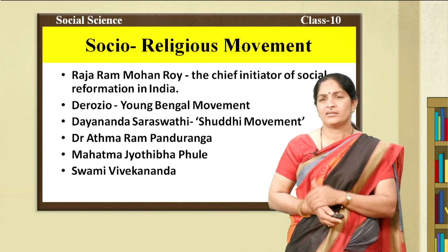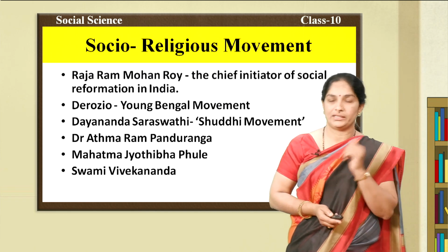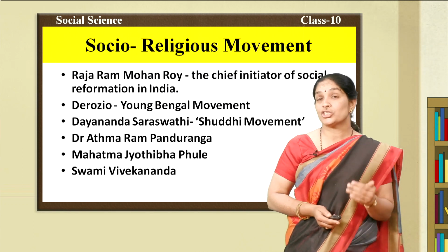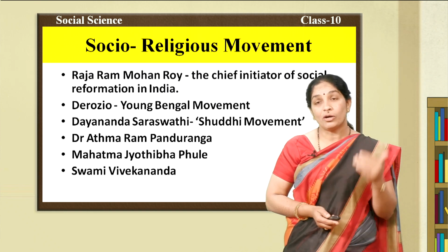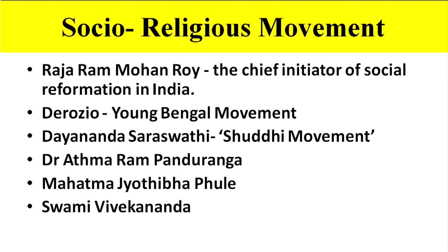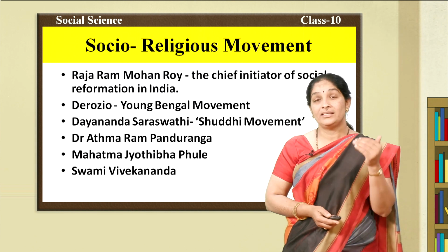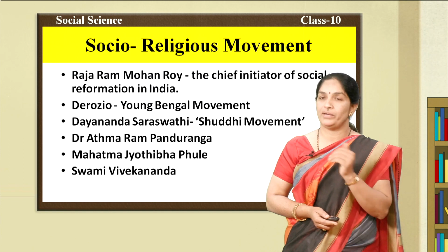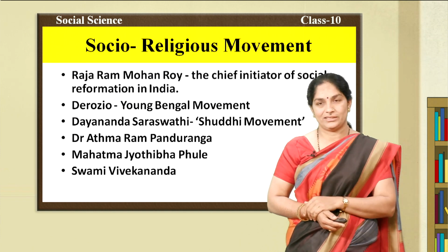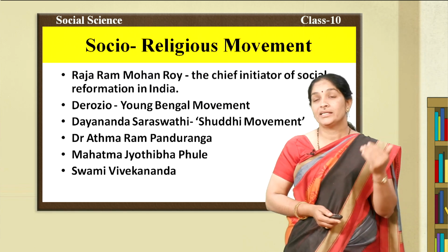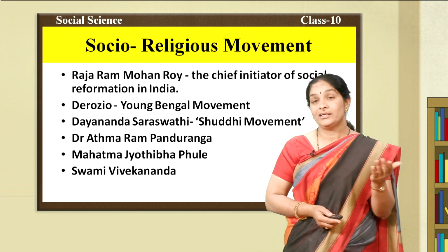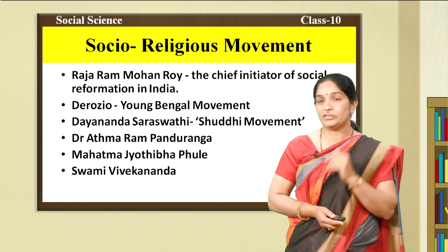And children, we can mention here the socio-religious movement. You have studied the socio-religious movement in the history class. This movement brought about many changes in Indian society. Take for example, Raja Ram Mohan Roy. He founded the Brahmo Samaj to bring about social reformation and he is considered the chief initiator of social reformation in India. Influenced by him, Derozio started the Young Bengal movement and Swami Dayananda Saraswati founded the Arya Samaj and he started the Shuddhi movement for the reconversion of the people who converted to other religions.